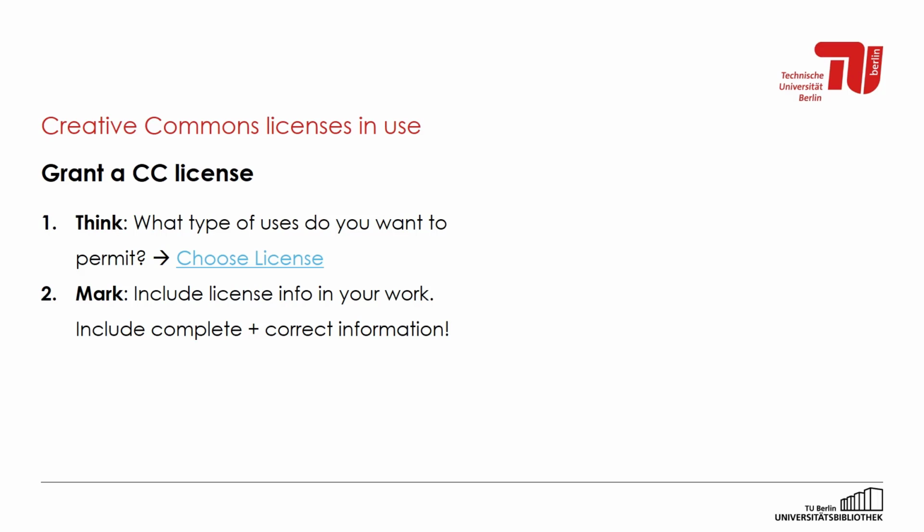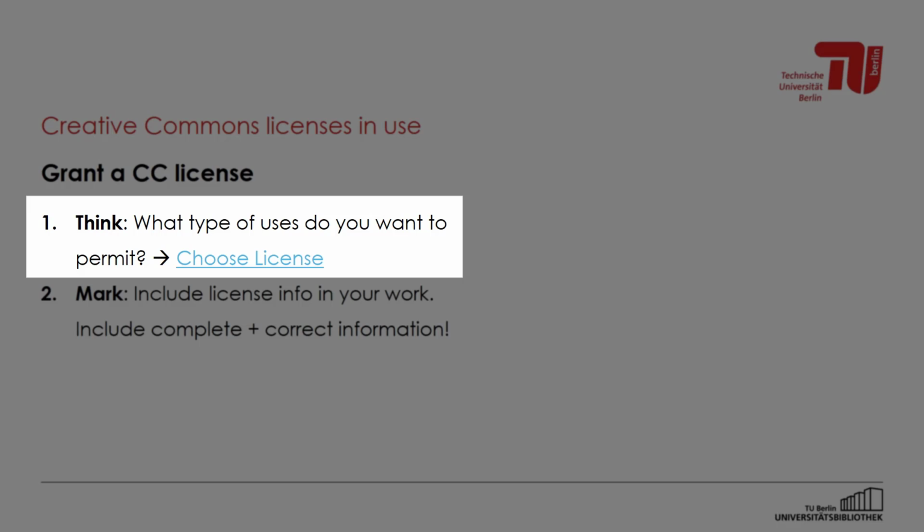Let's assume that you want to share your work under a Creative Commons license, and your publisher is not already taking care of the details. What needs to be done? Well, first of all, you should ask yourself what kind of uses you want to permit or prohibit. Creative Commons offers a tool to walk through the most important questions, like regarding options for remix and commercial use. The link to the Choose License form is included in the video description below.